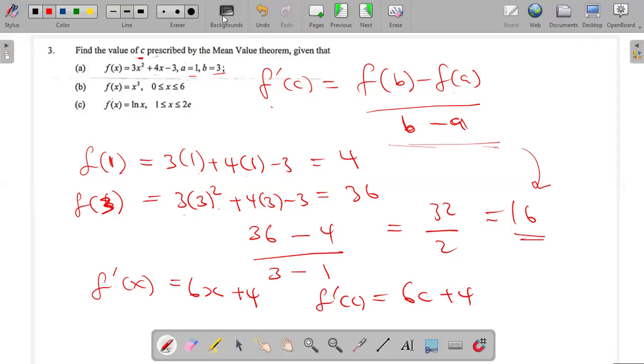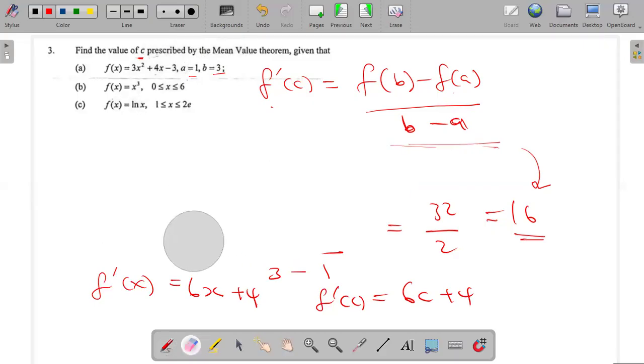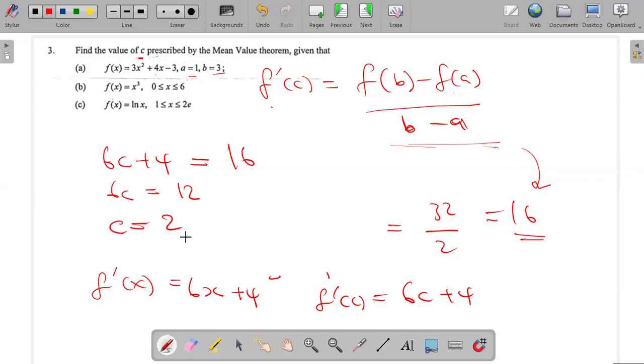So easy. Meaning now my f prime of c, I equate it to the right hand side. So meaning I'll have 6c plus 4, and this is going to be equal to what? To 16. So I can find the value of my c. If I take my 4 that side and subtract, I remain with 12. Then here, divide by 6, I just have my c is going to be equal to 2. So this is the value of the c that I'm looking for.